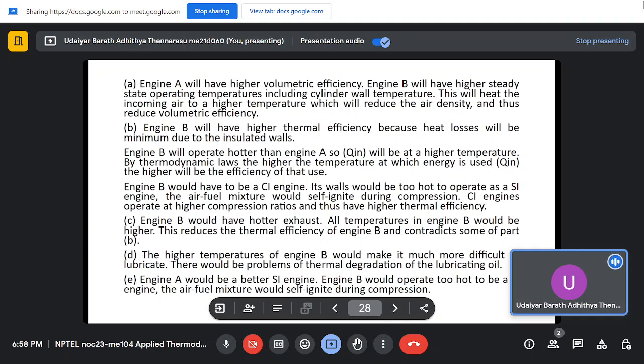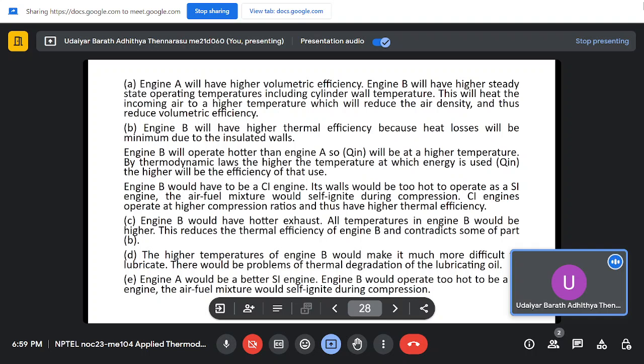So engine A will have a lesser temperature compared to engine B. What happens is, this will heat the incoming air to a higher temperature in engine B, because engine B is at a higher temperature. This will reduce the density of the air coming in, so the mass coming in will reduce. So effectively your volumetric efficiency will also go down.